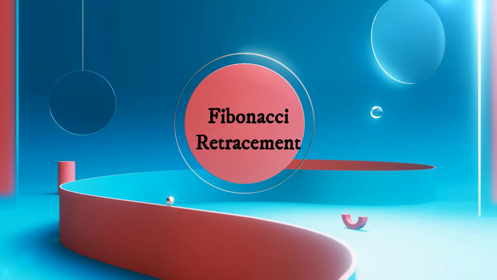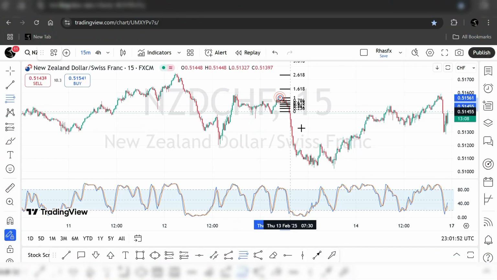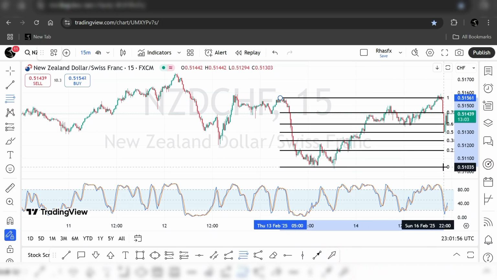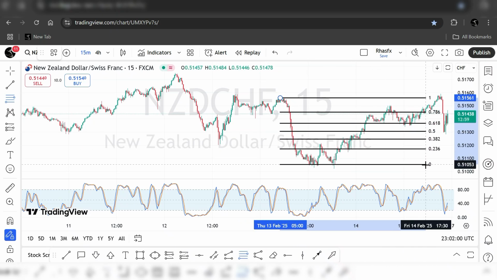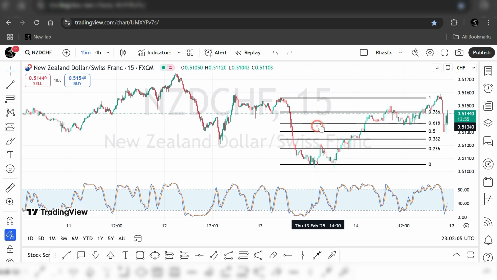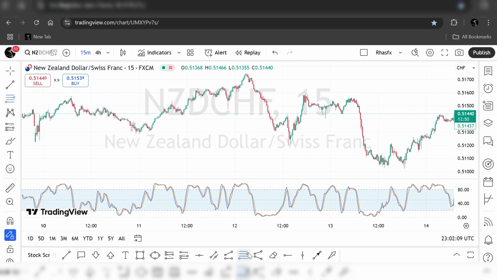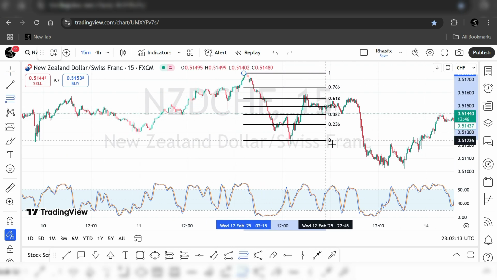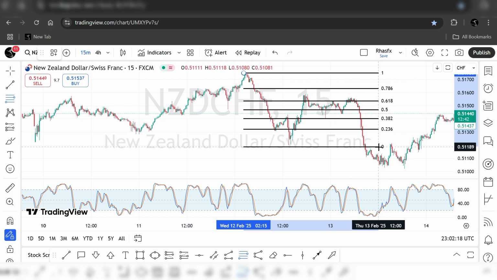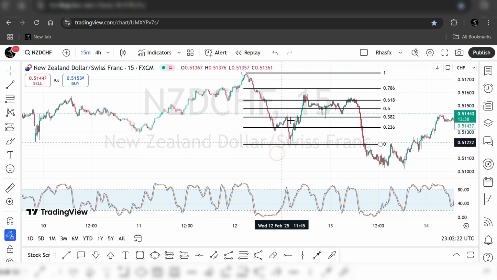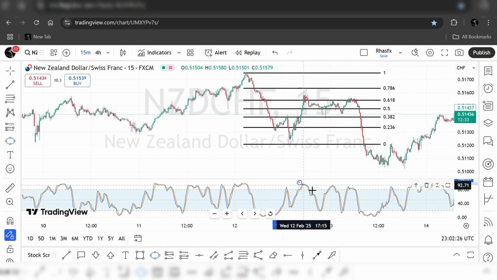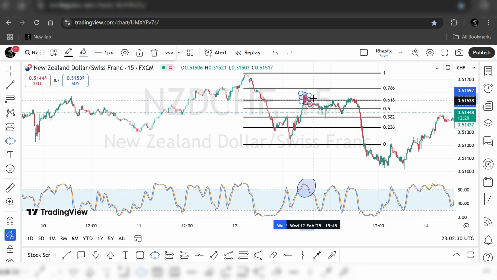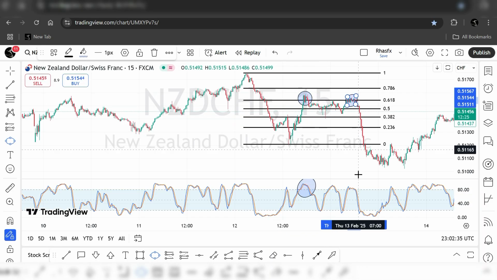Fibonacci Retracement. Fibonacci retracement identifies potential support and resistance levels based on historical price movements. Plot Fibonacci levels on a significant price move. Use these levels with trend indicators like moving averages to identify key entry or exit points. For example, if the price retraces to the 61.8% level and RSI shows oversold conditions, it could indicate a strong buying opportunity.